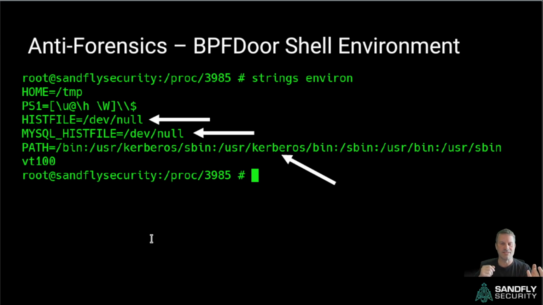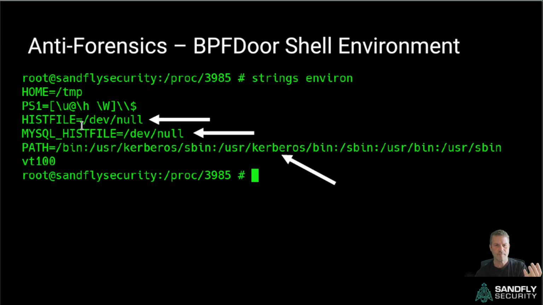So at that point, what we see here is we ran strings on the environment of the shell. Here I started the reverse shell, I started the bind shell up from BPFDoor. It started as process 3985. I did the environment strings on that. And here I see something different.